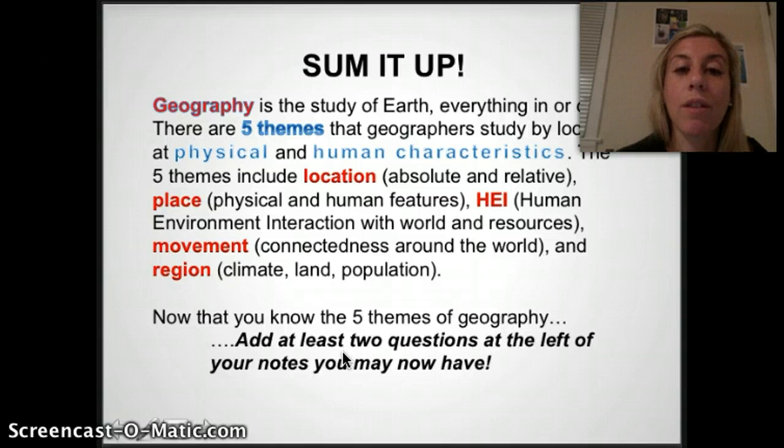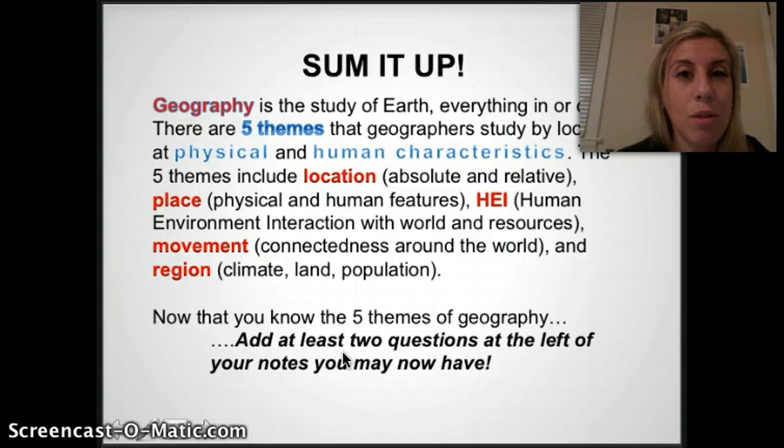Geography is the study of Earth, everything in it or on it. There are 5 themes that geographers study by looking at physical and human characteristics. The 5 themes include location, absolute or relative, place, physical and human, human-environment interaction, that's humans interacting with the world and its resources, movement, which is the connectedness around the world, and region, climate, land, population. So that was my quick summary.